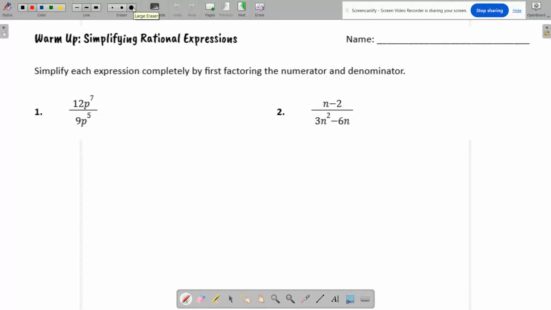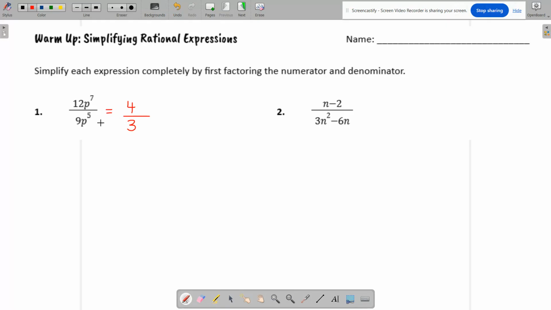So we're going to look at simplifying rational expressions, and that basically means that we're going to be simplifying fractions. And sometimes our fractions are going to have some polynomials in them that we might need to factor first. So you've simplified fractions like this before, where you have a monomial over a monomial. We know that 12 over 9 can reduce to 4 over 3.